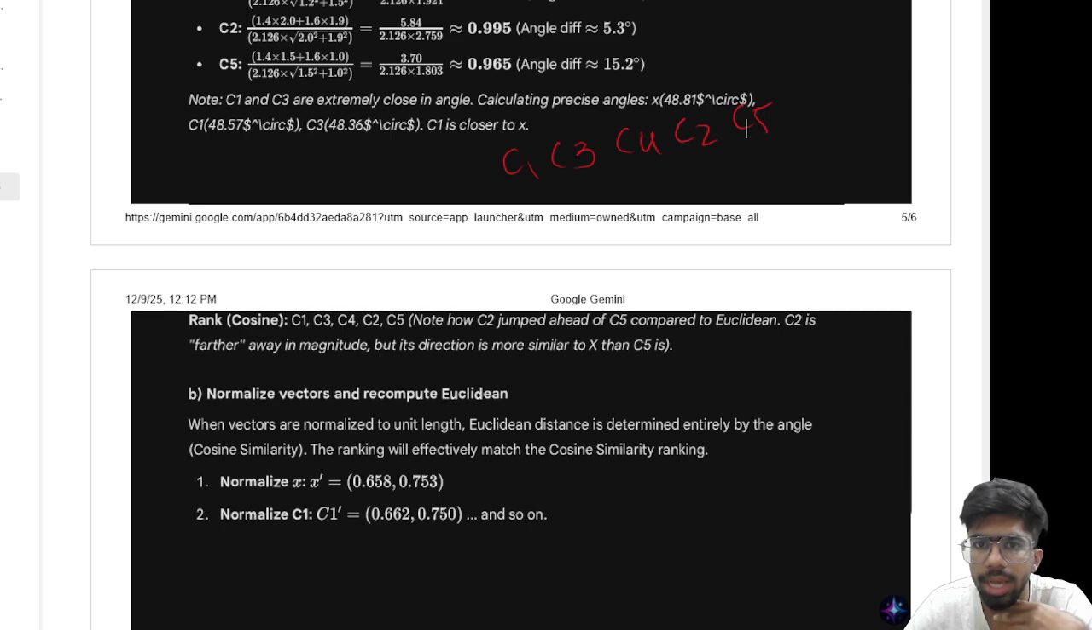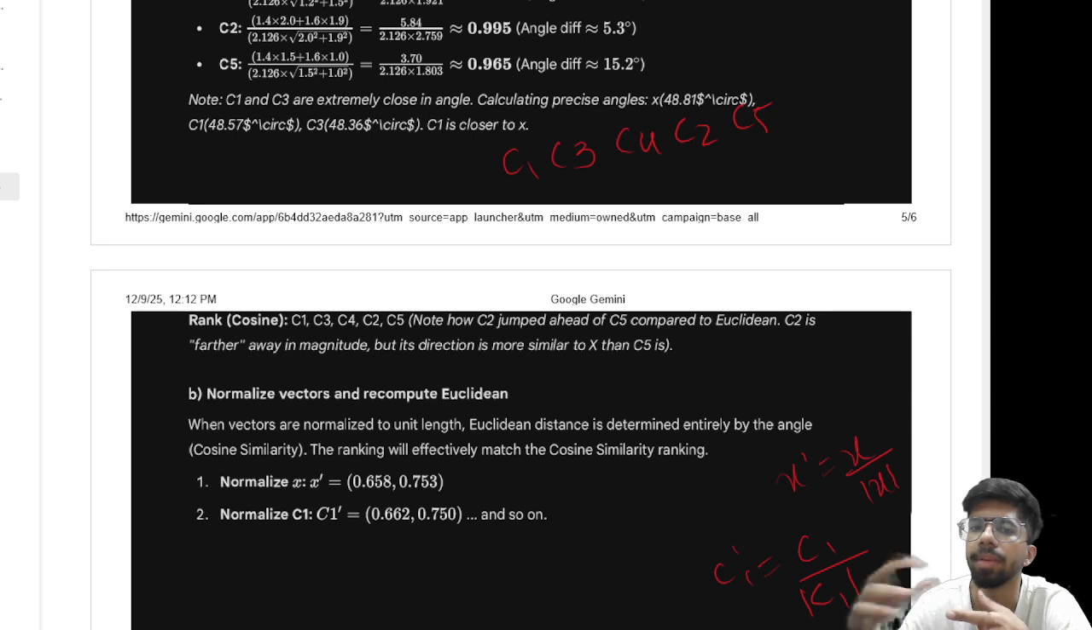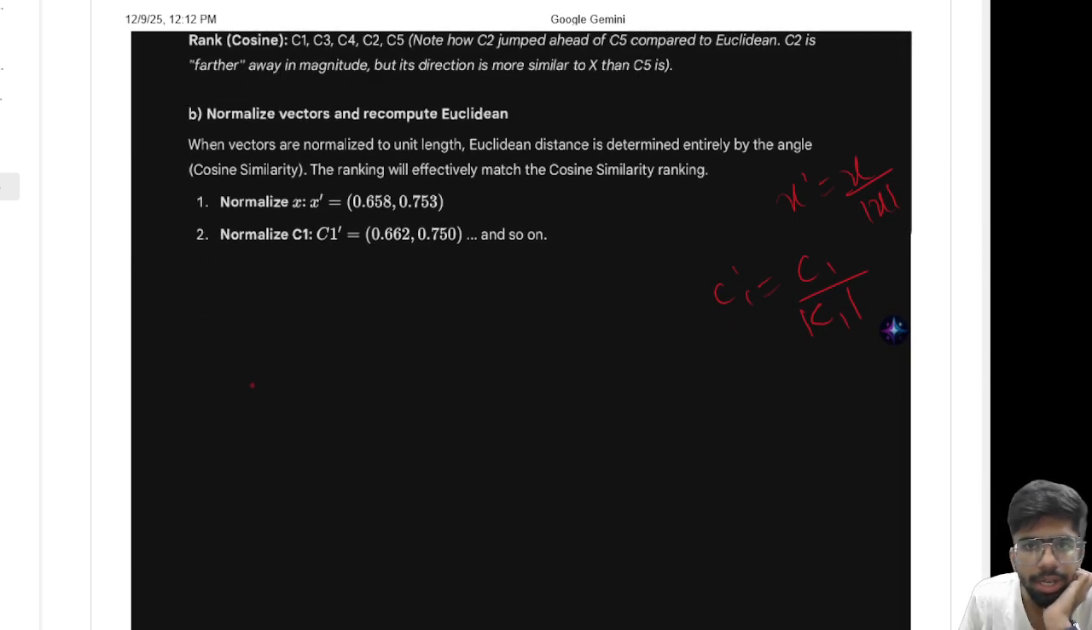Okay, so now normalizing all vectors to unit length and recomputing Euclidean distance. When we normalize, we do this: x' equal to x divided by the magnitude of x, so that C1' will become C1 divided by its magnitude. Once normalized, Euclidean distance depends only on angles, meaning it becomes equivalent to cosine comparison. Therefore, normalized Euclidean ranking is equal to cosine similarity. Thus, the result becomes C1, C3, C4, C2, C5.